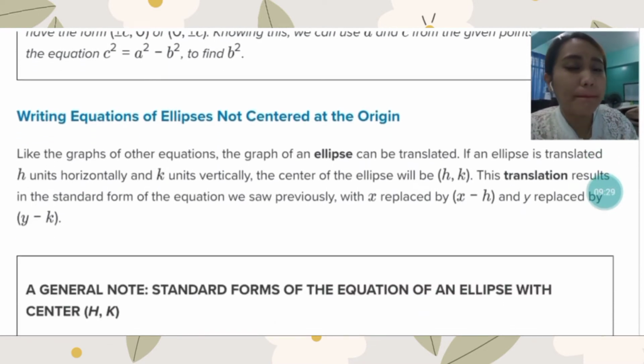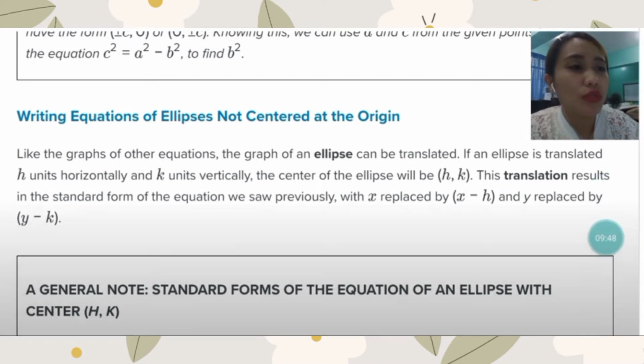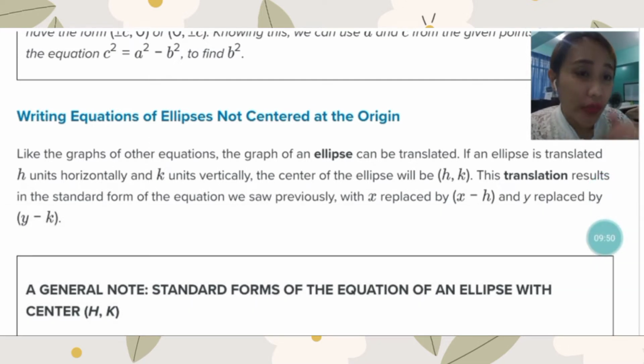Now this time, we will be writing equations of ellipses not centered at the origin. Earlier, the center was at the origin 0, 0. This time, what if the center is not anymore at the origin? Like the graphs of other equations, the graphs of an ellipse can be translated, meaning it can be placed on other parts or quadrants of our Cartesian plane.